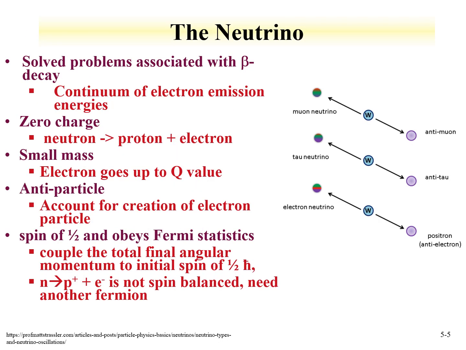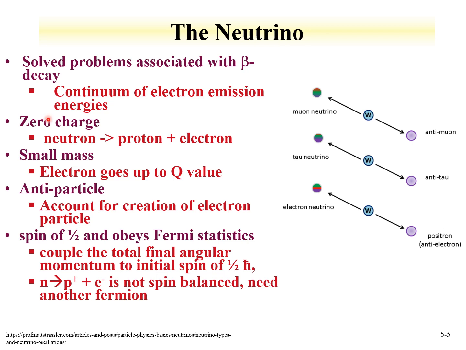Now we can use this energy decay behavior to evaluate some properties associated with the decay, and one of the first things that we can come up with is to discuss the neutrino. The neutrino solves some of the problems associated with beta minus decay. There's a continuum of electron emission energies. Well, that means that the total energy must be the sum of a number of particles. Also, there's a zero charge problem.